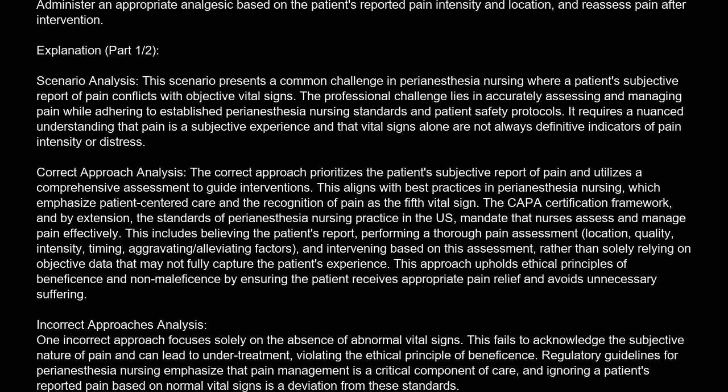This fails to acknowledge the subjective nature of pain and can lead to undertreatment, violating the ethical principle of beneficence. Regulatory guidelines for perianesthesia nursing emphasize that pain management is a critical component of care, and ignoring a patient's reported pain based on normal vital signs is a deviation from these standards.